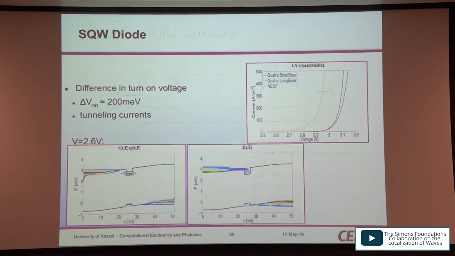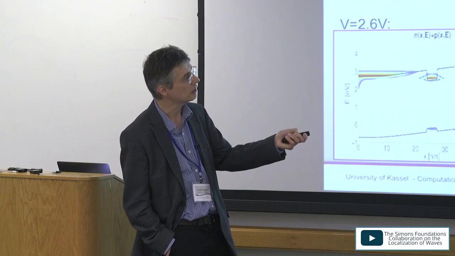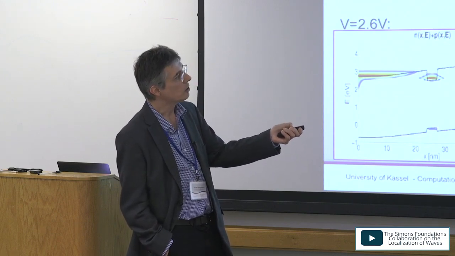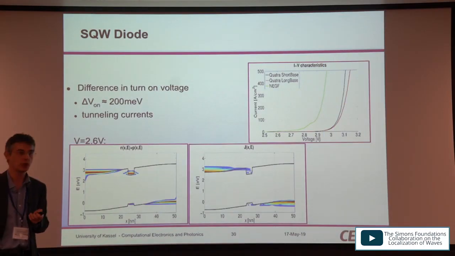And we started looking at the IV curve and at the carrier density. What we saw is that if we use the standard drift diffusion solver, the turn-on voltage for such a diode is between 2.9 and 3 volts. If we compare it to NEGF, we get a shift of 200 millielectron volts.